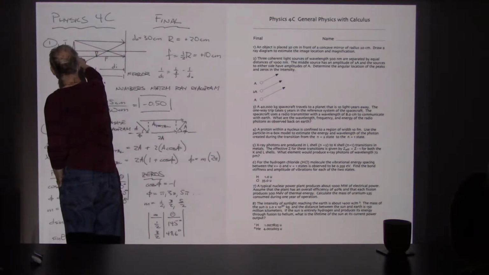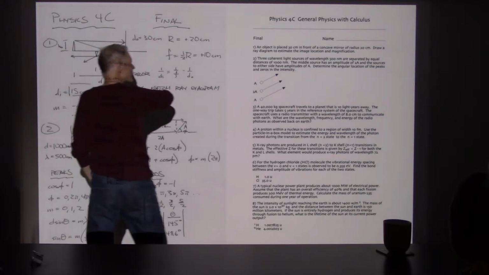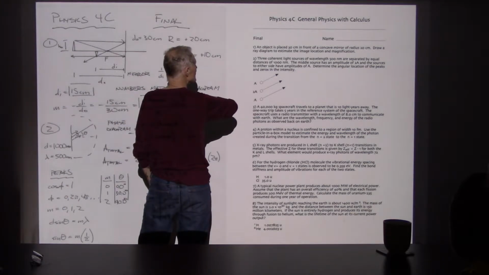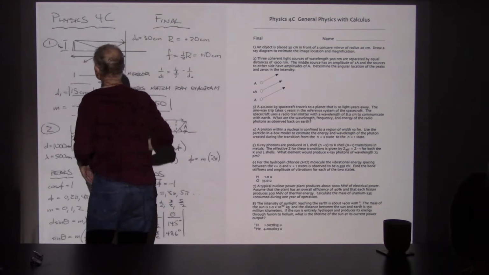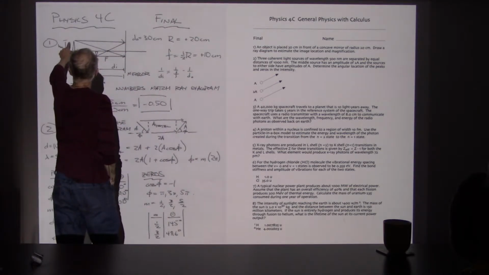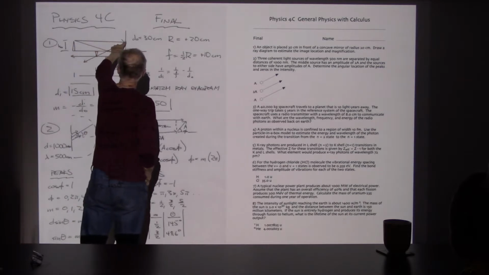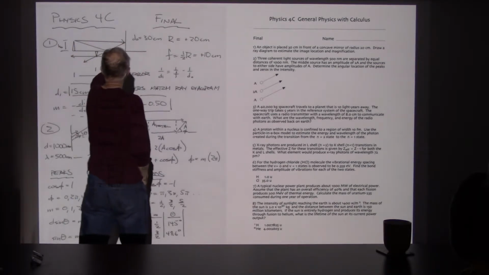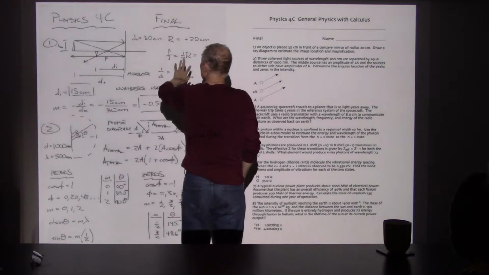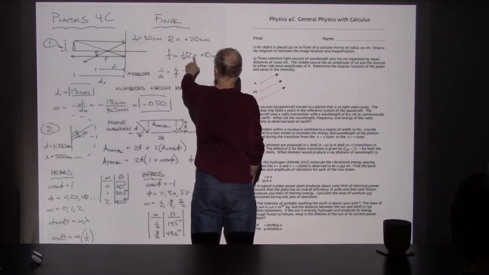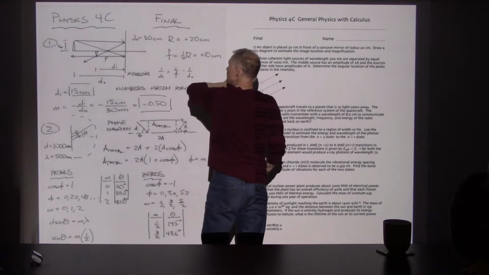So I drew this in, and did I scale it? Okay, I just want the magnification. So I've got HO here. I drew the line straight in, and then I brought it back through the focal point. So the focal length is 1/2 the radius. That puts the focal length at 10 centimeters.